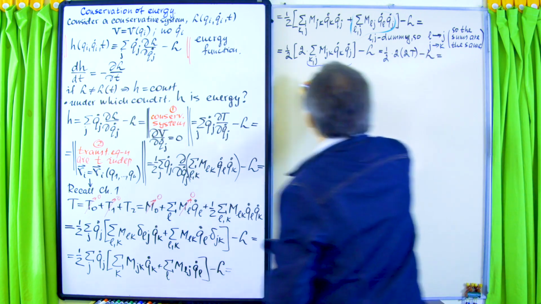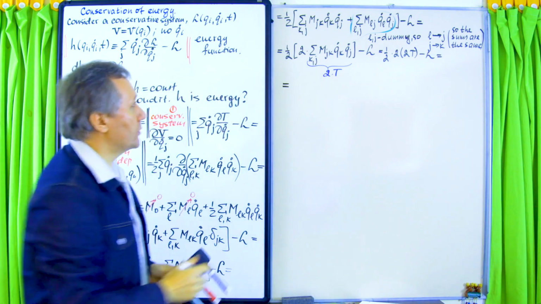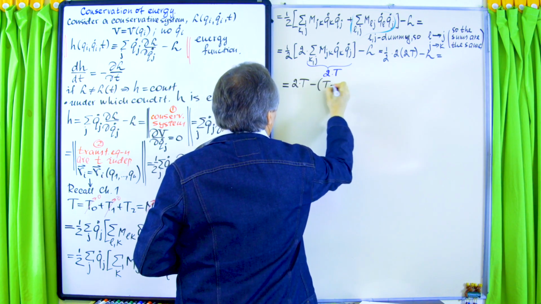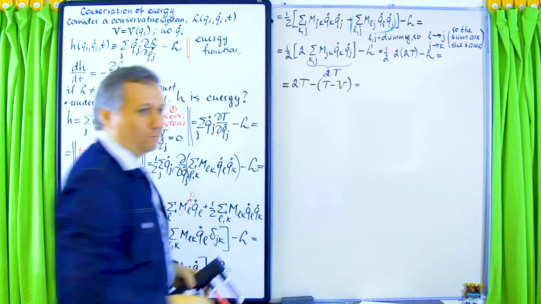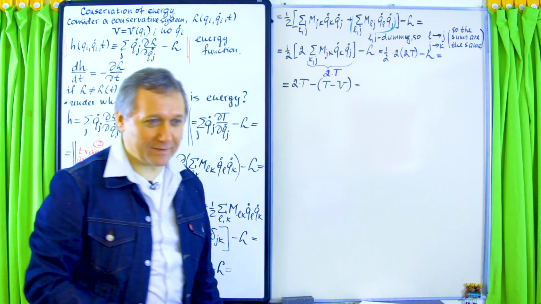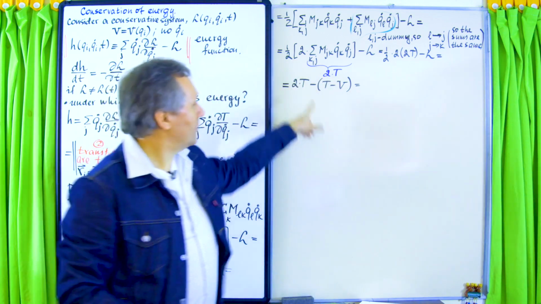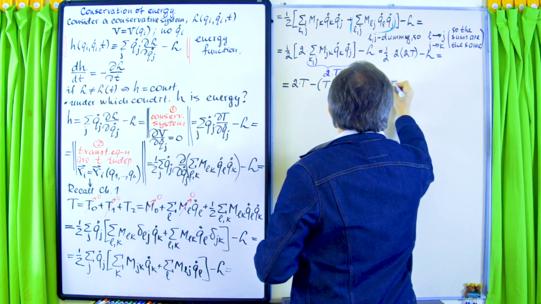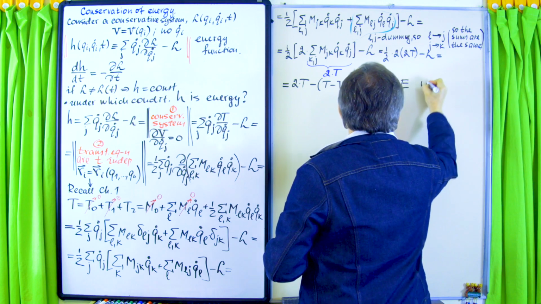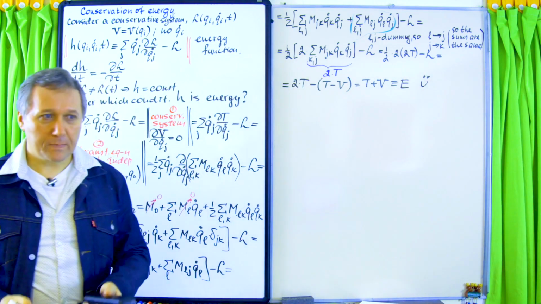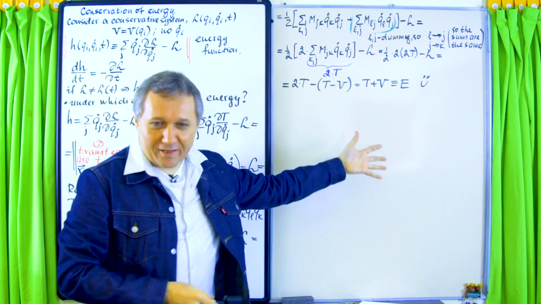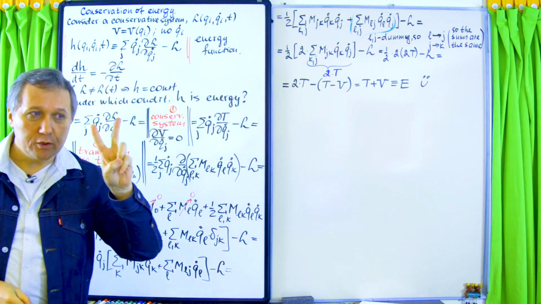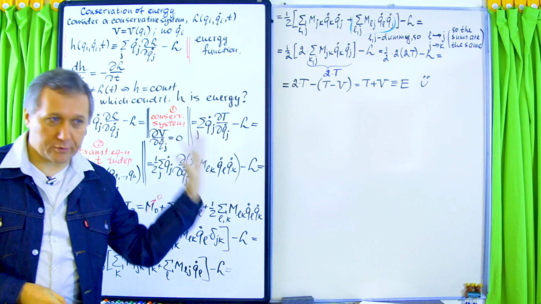So that will be 2T minus L, and the Lagrangian of course is T minus V. And we're getting total mechanical energy finally. So 2T minus T, minus minus gives plus, so we get T plus V. And of course that is the total mechanical energy. Finally, we got that. But in order to get the total mechanical energy out of our energy function, that's where we started, that's where we end, we applied two conditions, two restrictions.